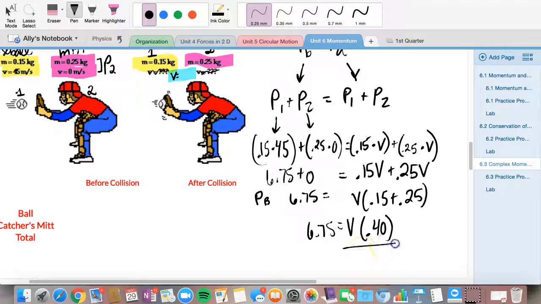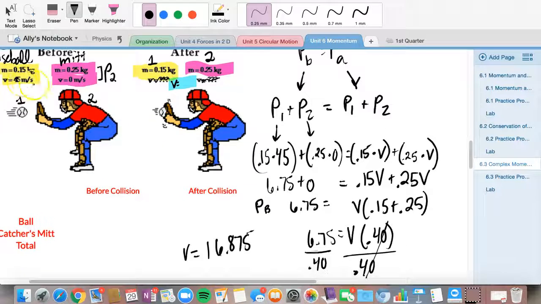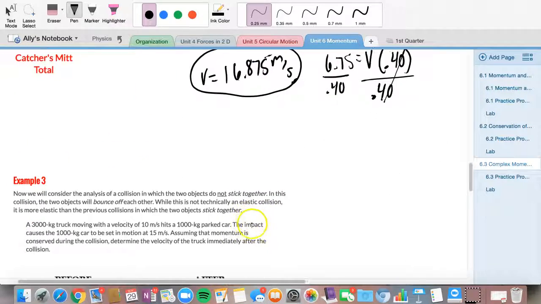So to find my velocity, I do this. I'm going to put 6.75 divided by 0.4. My velocity is 16.875. And what's my units? Well, it's always going to be the same unit as what you were given. So we had meters per second here, so it's meters per second. Okay. Let's do one more problem.